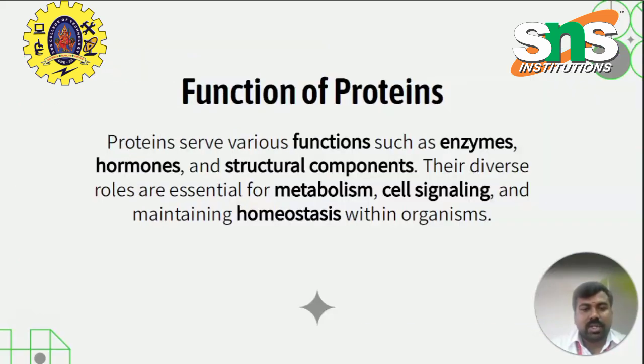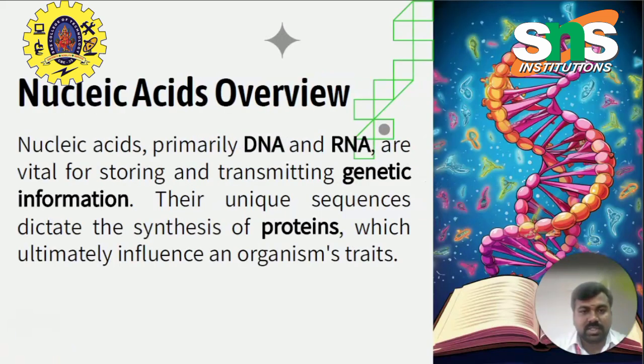Proteins serve various functions such as enzyme production, hormone production and structural components, and one main function of protein is transport, as in hemoglobin. Their diverse roles are essential for metabolism, cell signaling and maintaining homeostasis within the organism. Metabolism and homeostasis are important characteristics of living organisms. We already discussed this in the first video lecture series.